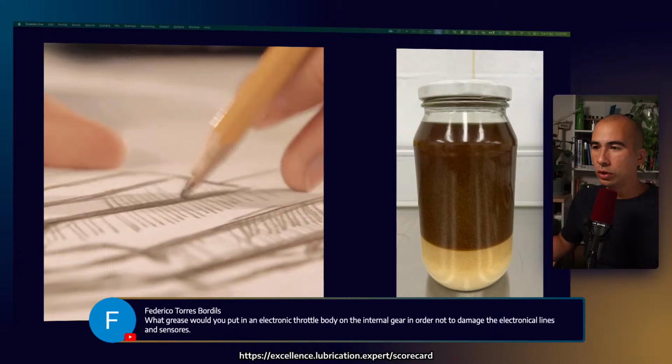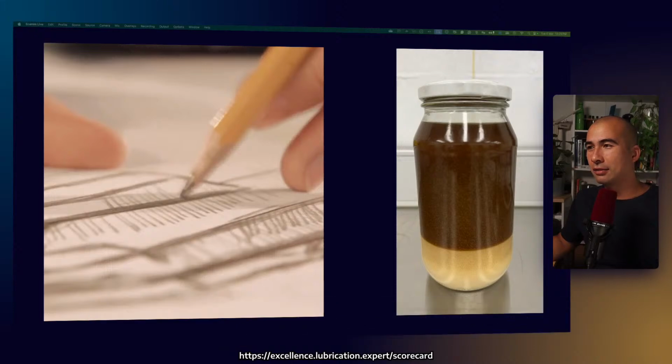What grease would you put in an electronic throttle body on the internal gear in order to not damage the electrical lines and sensors? Wow, that is some question. I'm not entirely sure I know the answer to that question. So I would have to know kind of like the electrical properties that you're wanting in that instance.